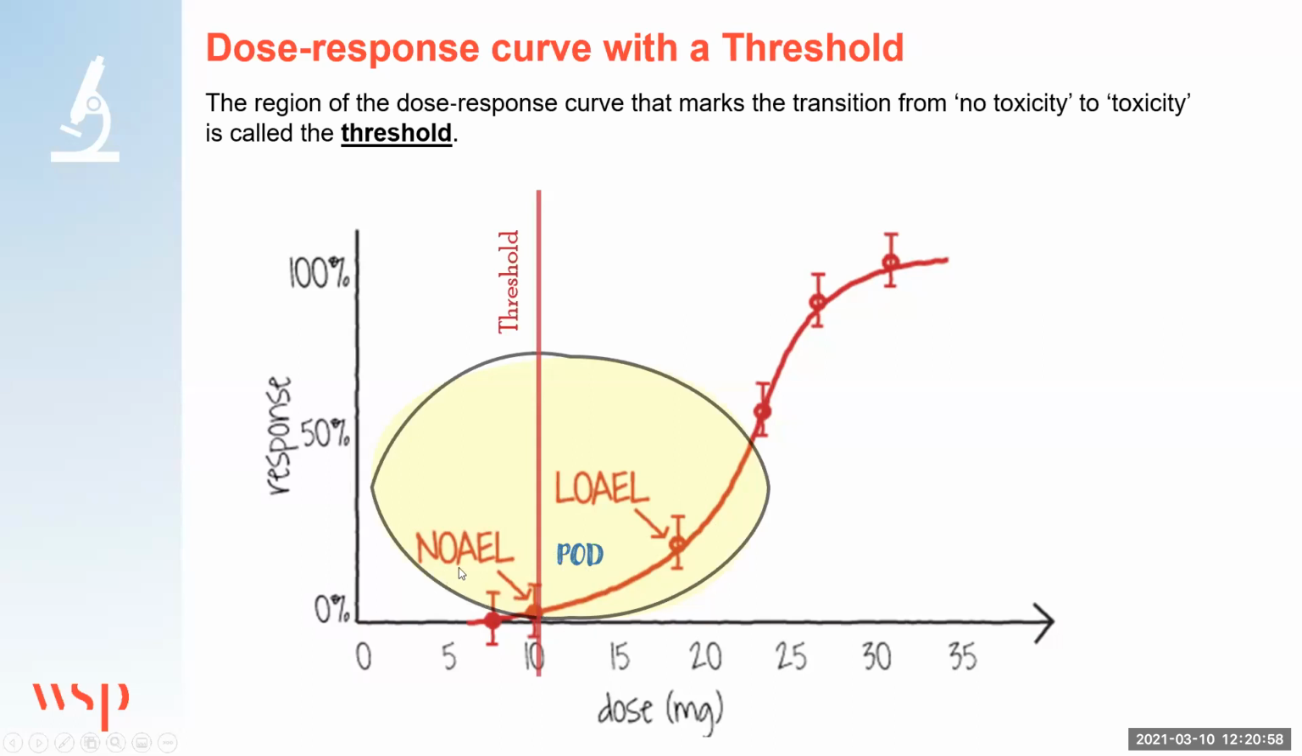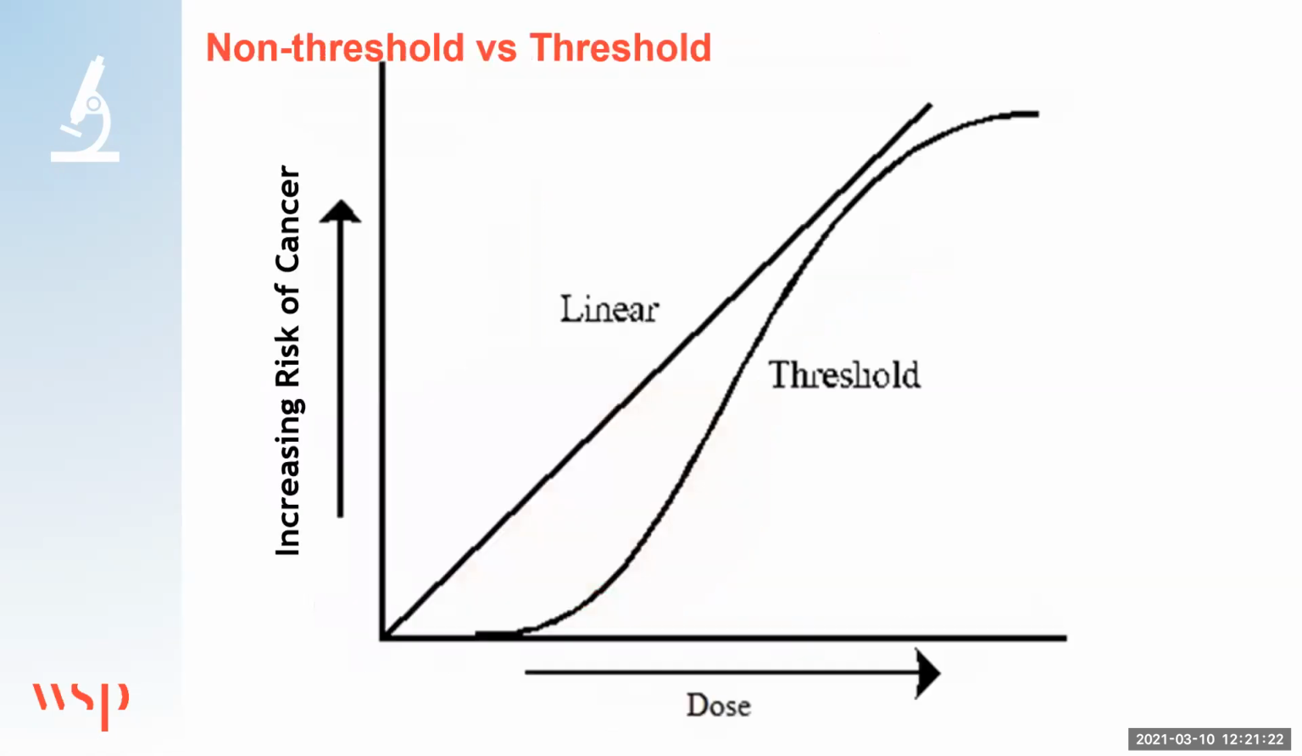Now, a no observable adverse effect level is the highest concentration at which no toxic, adverse response has been measured. The LOAEL, which is the lowest observable adverse effect level, is the smallest concentration at which an adverse effect is observed. So that was a threshold curve. Sorry, I'll bounce back to that.